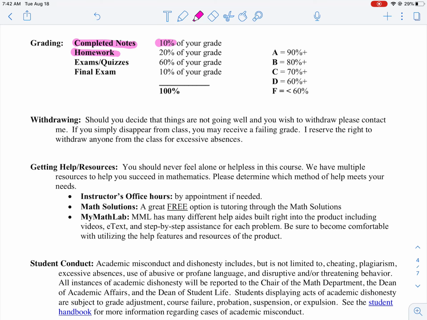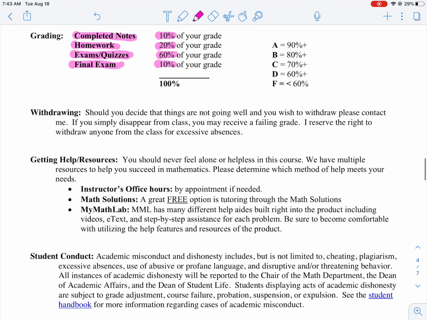We have homework in Mymathlab over each section that we cover. That's 20% of your grade. We have exams. Those are your 5 chapter exams that we'll do proctored, and that's 60% of your grade. And then you have the final exam at the end of the semester. That's worth 10% of your grade.